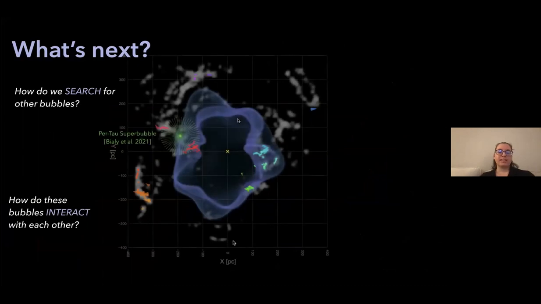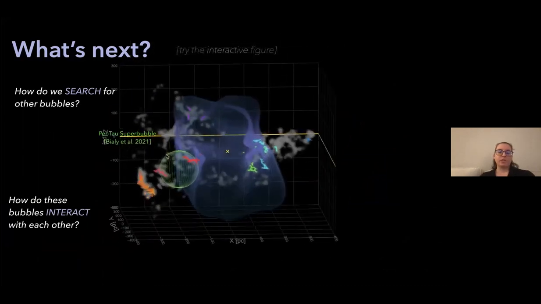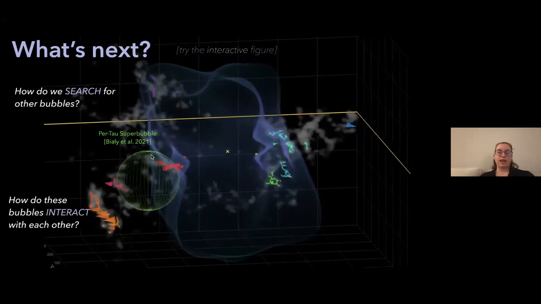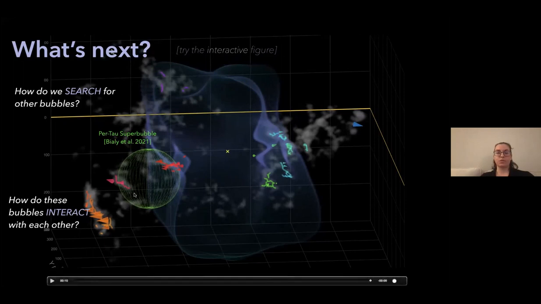So the other question is exactly how these bubbles interact with each other. So we actually know right now that there's a newly discovered superbubble in the solar neighborhood called the Perseus-Taurus Superbubble.